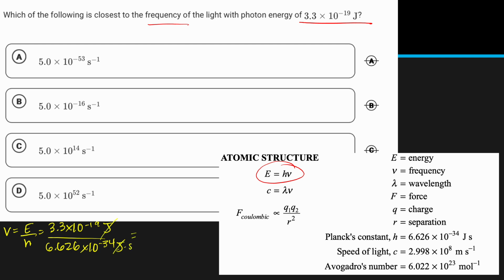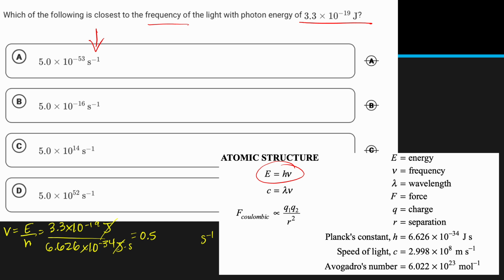So my joules cancel out and I'm left with seconds to the negative first, which is the case for all 4 of my options. So I don't really have to worry about that. Then I'm going to take my handy dandy phone calculator and take 3.3 divided by 6.626, which is going to give us essentially 0.5. I can see that all of my options are 5, so I know that's the right calculation. And then I need to worry about my exponents.